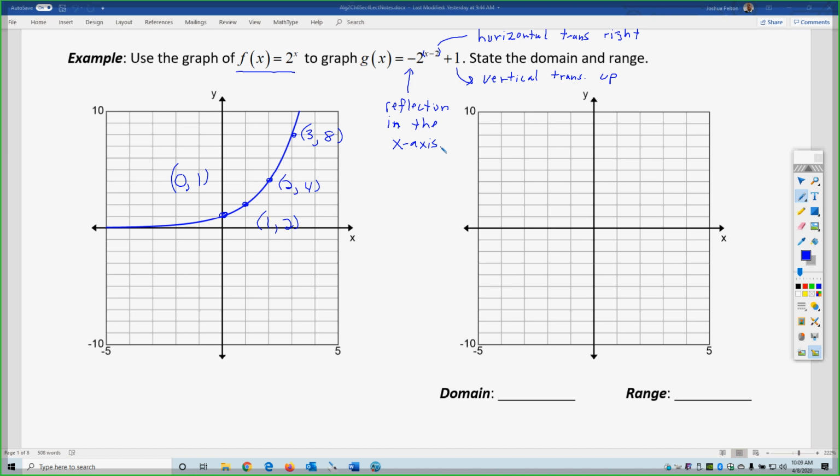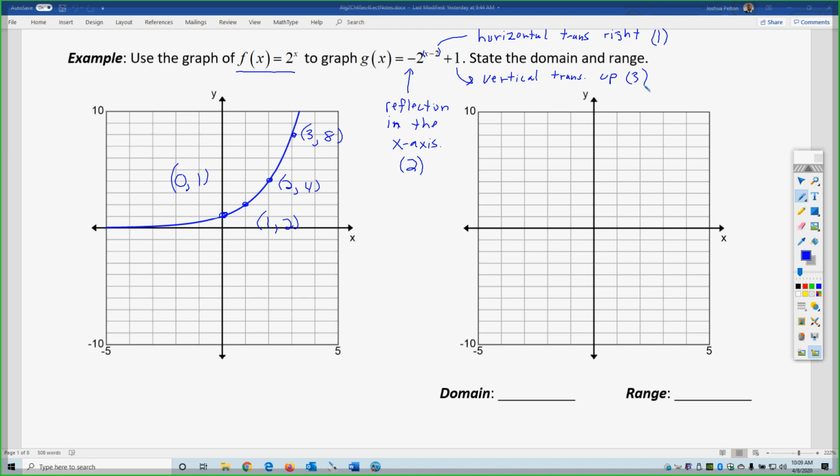So if you go back and review the order of operations, i.e. the order of transformations, which ones of these happen first? Well, the horizontal translation happens first. The reflection happens second. The actual second thing in the table is scaling, but we don't have any here. And the last thing is the vertical translation.